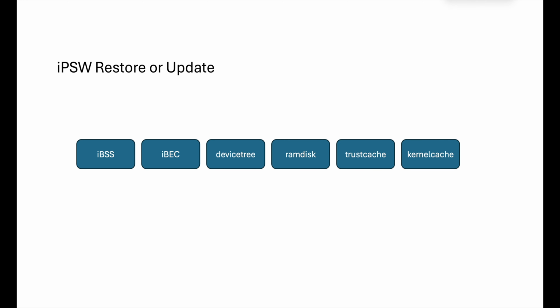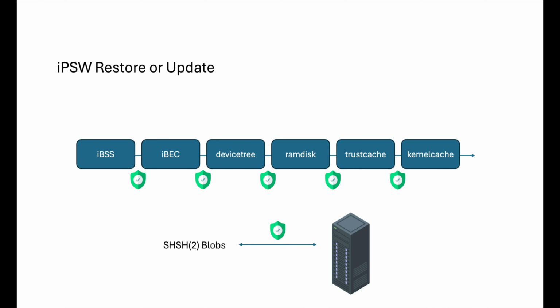This happens in certain steps. So if we restore or update over a MacBook or PC, we always load the iPSW, the iBoot, the device tree, the Ramdisk, the trust cache, and the kernel cache. And all of this is protected and signed using a cryptographic hash of the Apple server, which is also known as SHSH blob. So only verified, non-modified iPSW, iBoot, device tree, Ramdisk, trust cache, or kernel cache can be loaded onto the device. And if this is not the case, then the device will reject this.